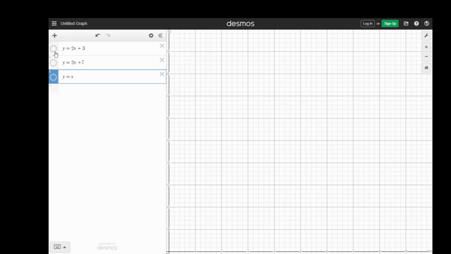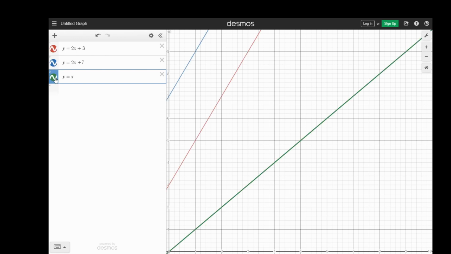So I'm on Desmos, which is a useful graphing utility. If you ever have trouble graphing, I recommend coming here. But let's just turn on these graphs really quick and compare them. And let's take a look and see how these look.